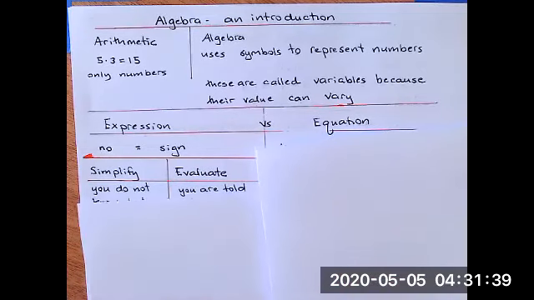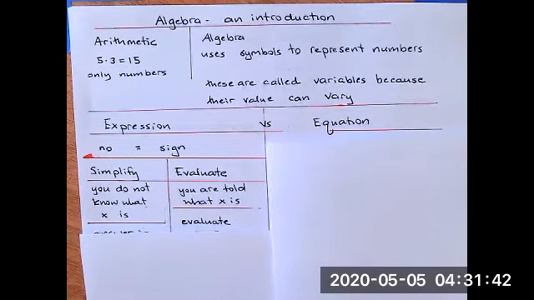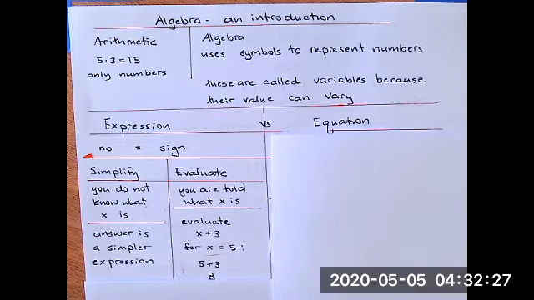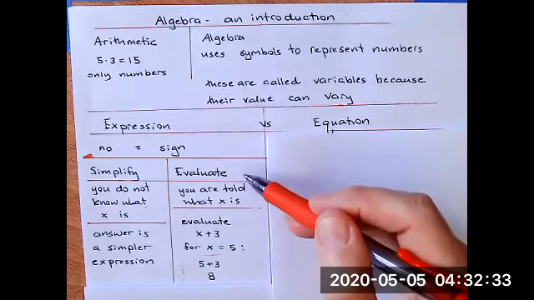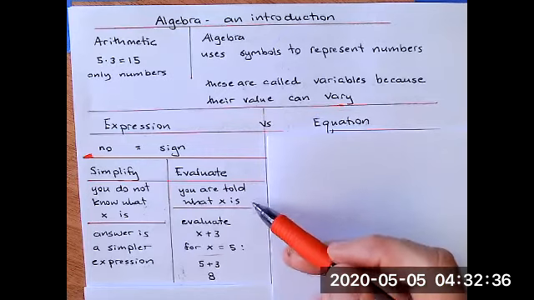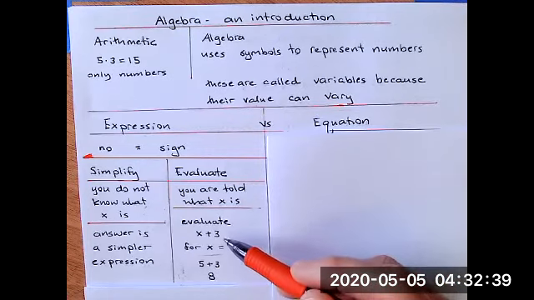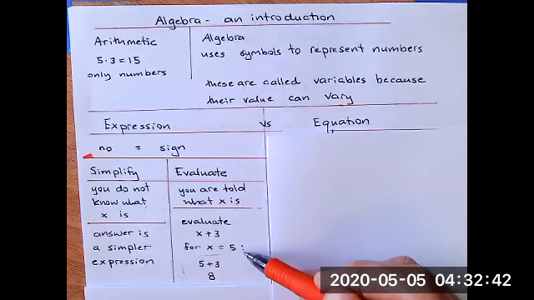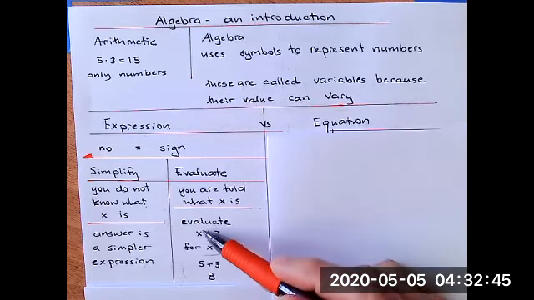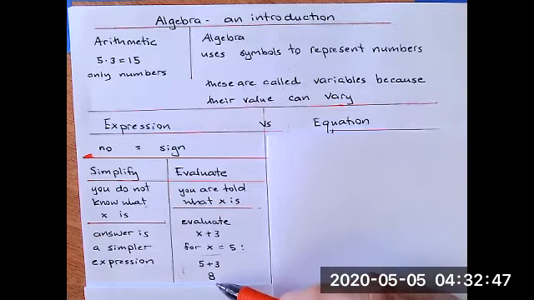When you simplify, you do not know what x is. When you're evaluating an expression, you're told what x is. So when you're simplifying an expression, your answer is just a simpler expression. When you evaluate an expression, you're told what x is. For example, it'll say evaluate x plus 3 for x equal to 5. All you do is you put the 5 where you see the x, and you get an answer.